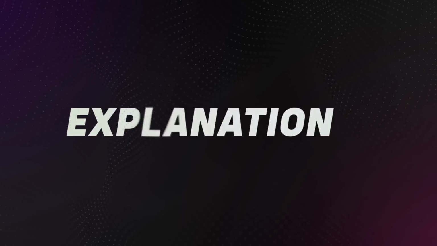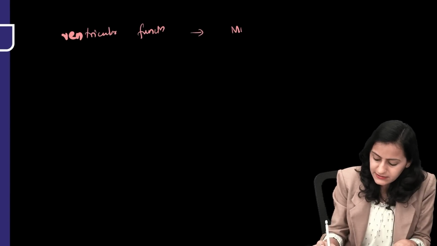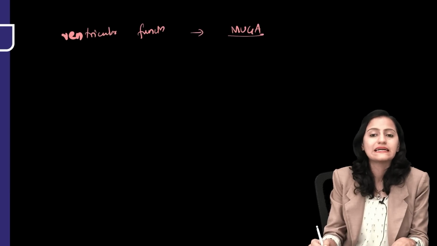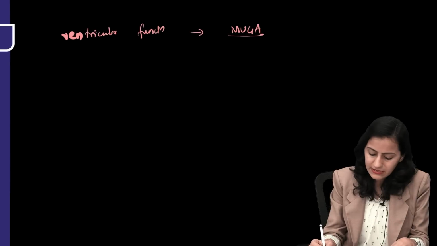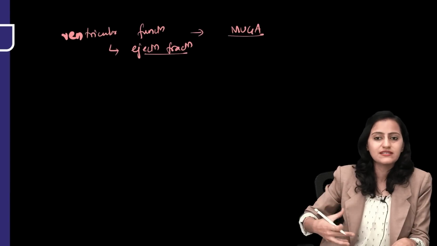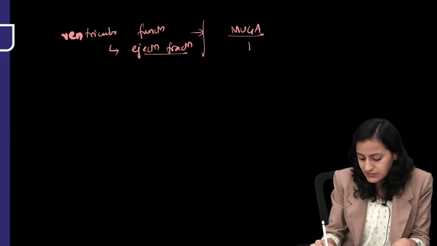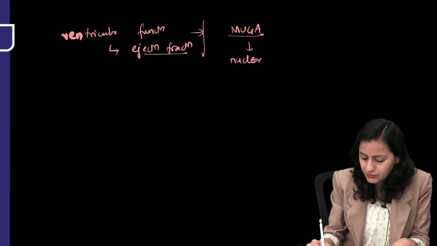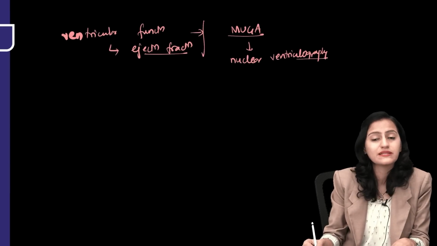Here's the explanation. For ventricular function, the nuclear scan that we use is the MUGA scan, multiple gated acquisition. We use radio-labeled RBCs in the MUGA scan. Ventricular function basically means the ejection fraction. The function of the left ventricle is to eject the blood. So, ejection fraction is measured by MUGA scan. MUGA scan is also called nuclear ventriculography because it's a nuclear scan which helps us evaluate the ventricular function.